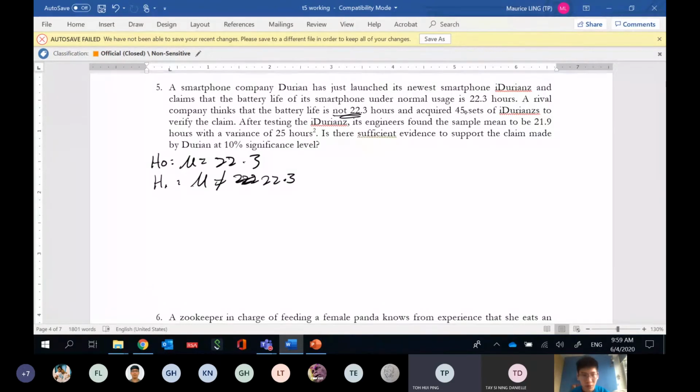Z-test, correct. Yeah, because it's 45 and you have the standard deviation. So here is a two-tail test. You still have the alpha. What's the alpha? 0.1. Okay, but it's a two-tail test, so you have to divide it by 2. So you use 0.05.